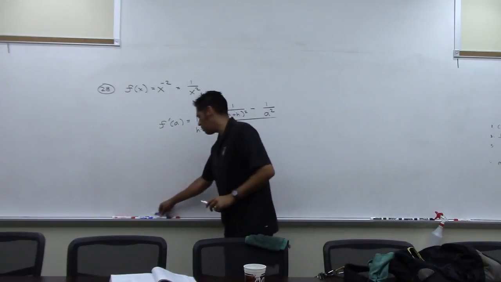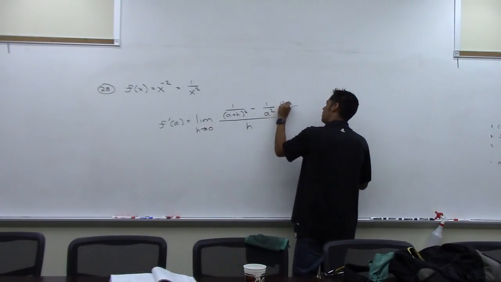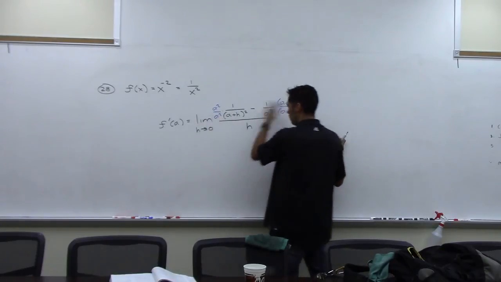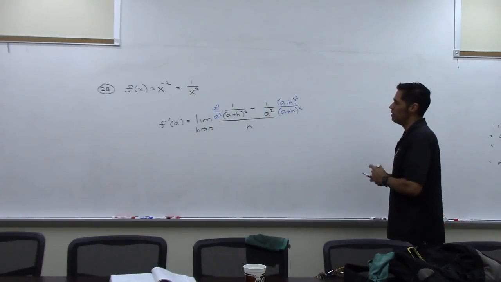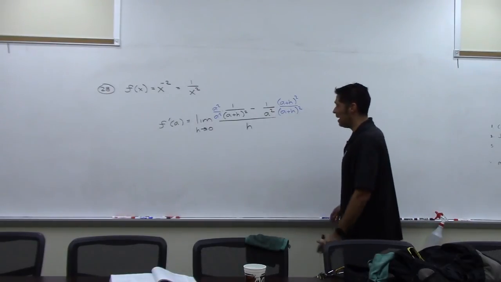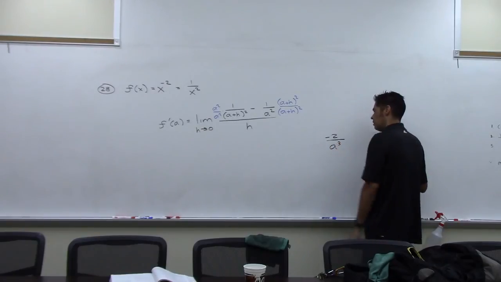I'm not going to work this one all the way through. Common denominator, you have to multiply top and bottom here by a plus h squared over a plus h squared. And then over here, a squared, and then go through and do your thing. That one's going to work out pretty clean. At the end, you should get negative 2 over a cubed.